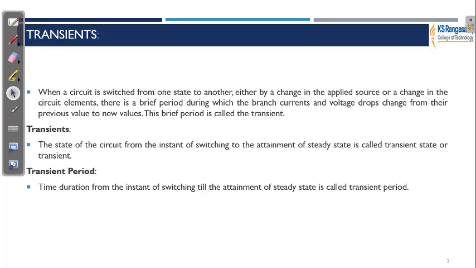This period is called a transient, and the state of the circuit from the instant of switching to the attainment of a steady state is called a transient state or a transient. The time period from the instant of switching till the attainment of a steady state is called the transient period.